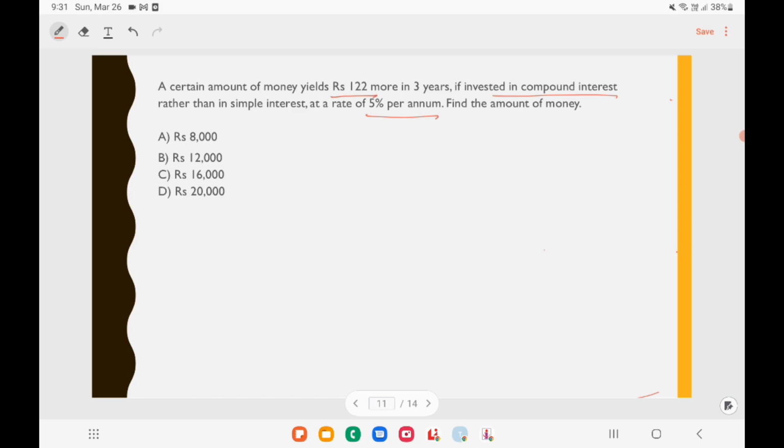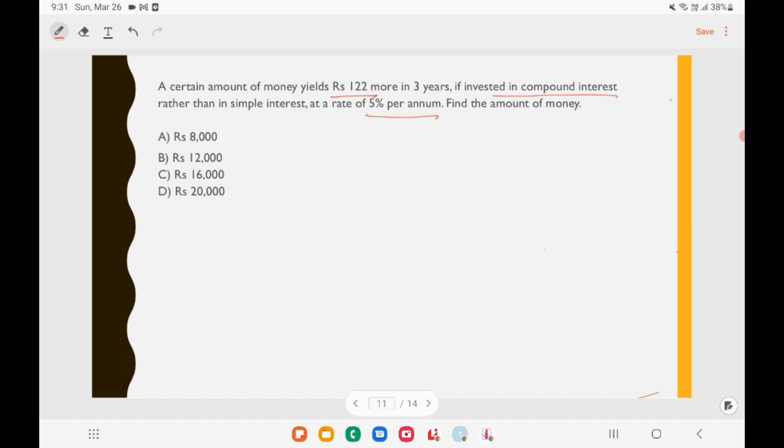So here the question says that there is a principal amount, and if you are investing that principal amount for 3 years at 5% per annum in compound interest, you are going to get an amount of 122 more than you invest in simple interest. As I already told you in the concept, compound interest will be more than the simple interest. Here it says that it is 122 more.